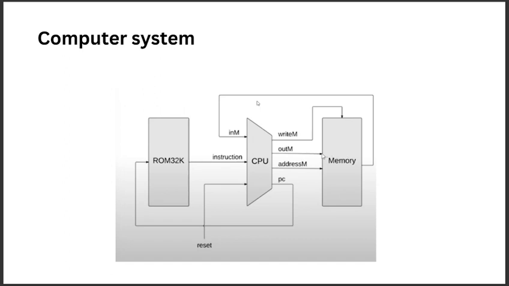The outputs of the CPU are connected to the instruction memory and data memory as well, namely the outputs named write_m, out_m, address_m, and PC. PC is the program counter.